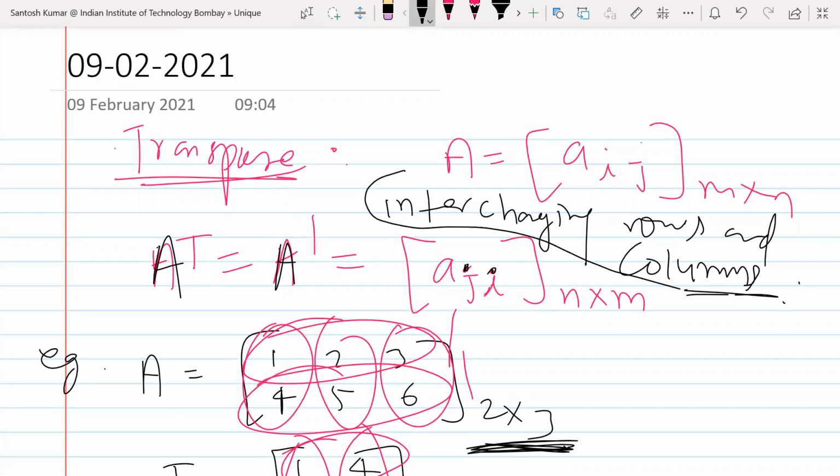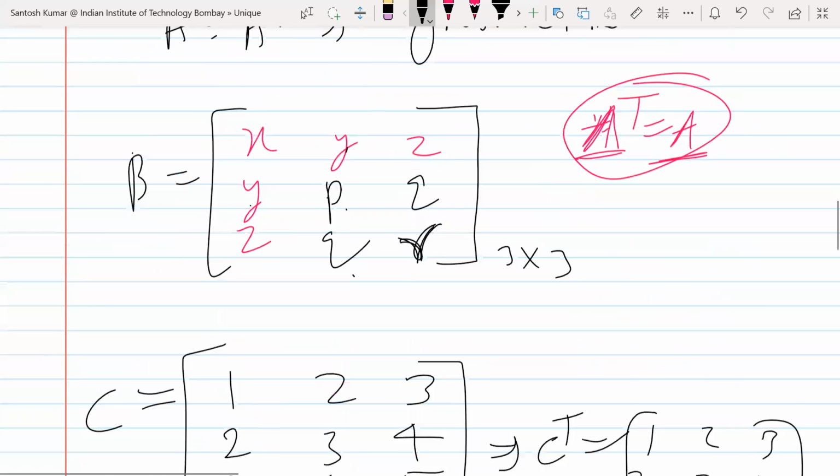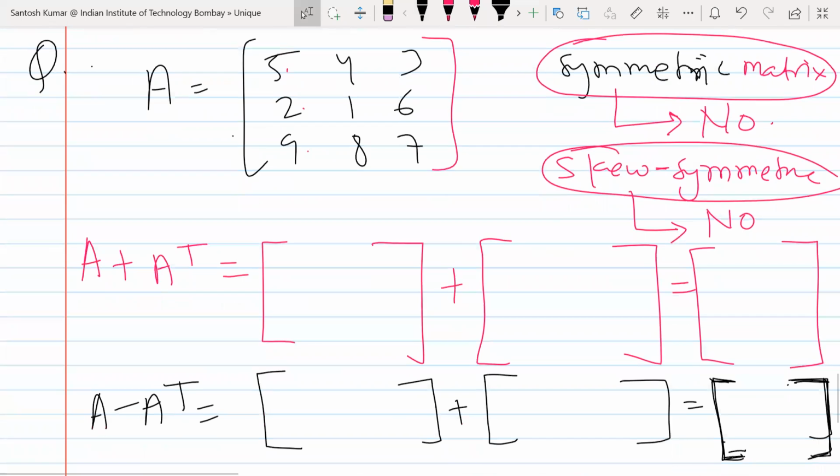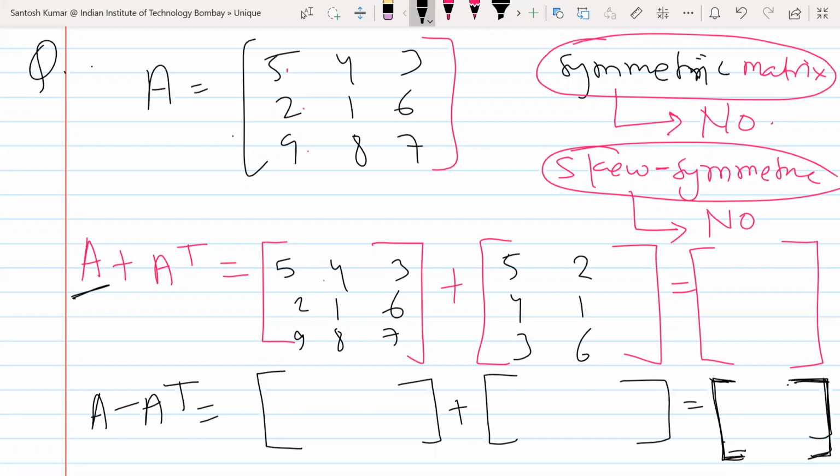अरे, तुम्हें मैट्रिक्स A में उसका ट्रांसपोज ऐड करना है. So A is what? पहले तो A लिखना है मुझे. A तो same रहेगा: 5 4 3, 2 1 6, 9 8 7. अब ट्रांसपोज कैसे लिखना है? तो 5 4 3, 2 1 6, 9 8 7. क्या इसमें मुश्किल है? अब इसको ऐड करो दोनों मैट्रिक्स को.